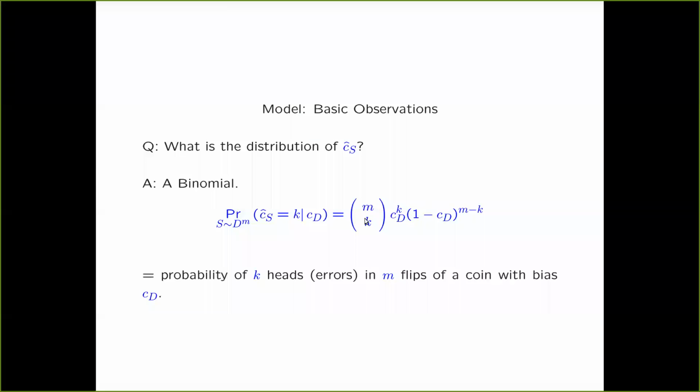Okay, so this is the distribution. This is how a binomial is defined. You have some number of heads for your coin. The bias is the true error rate. You have the probability of that type, and you have the number of ways that can occur, which is what the M choose K tells you. Okay, so this is the probability of having K heads with n flips of a coin with some bias C sub D.